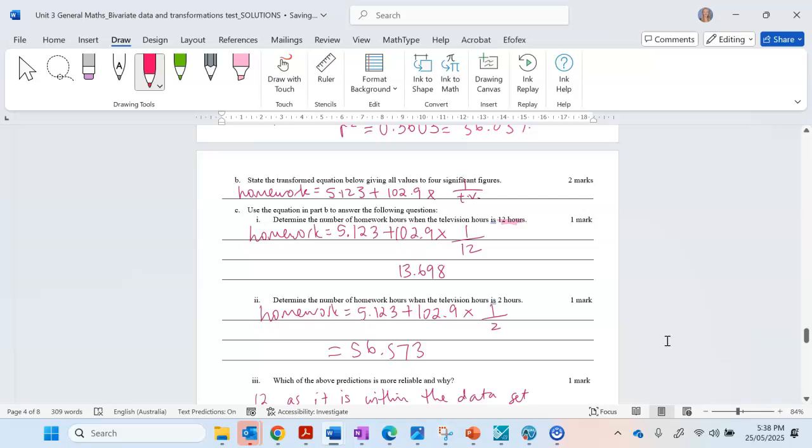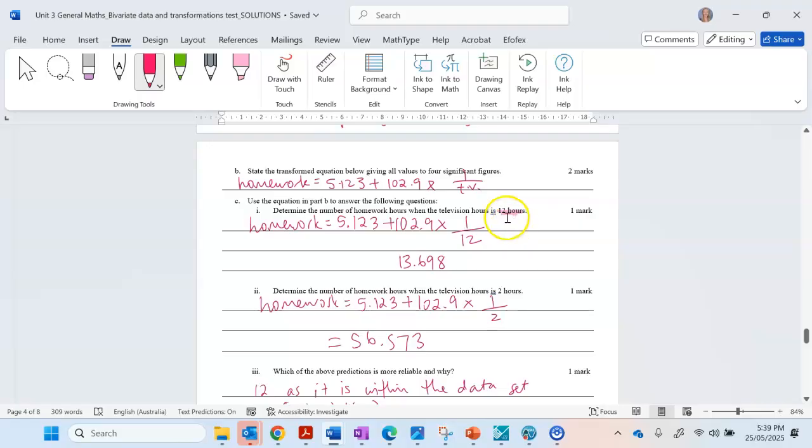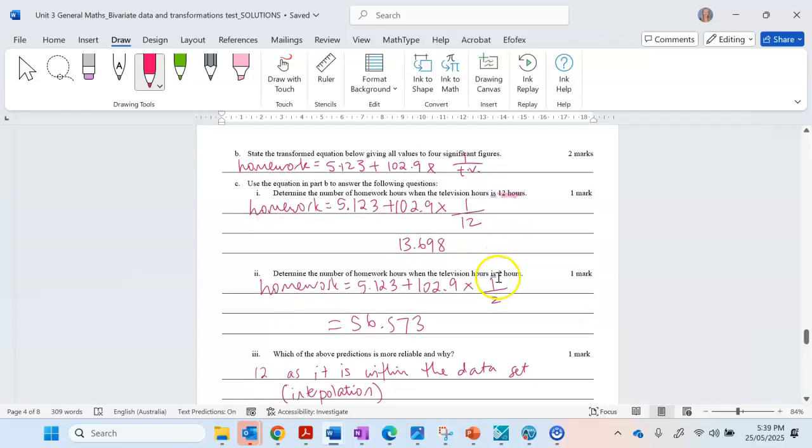All right, part B, writing the equation. So this was done quite well, just making sure you use your variables. So homework instead of Y, and it's 1 over TV or television hours. Part C, we're substituting in for 12, so 1 over 12, so television hours is 12, and then 2 hours there.